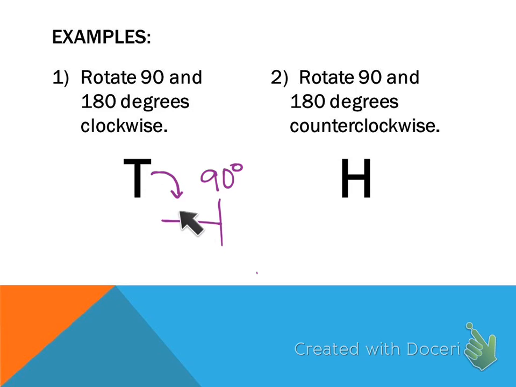Technically this should be the same size and shape. It's just harder for me to do that drawing. If we go 180 degrees clockwise, we're going another 90 degrees. So we're going to take this one and turn it some more. Now it's going to look like it's upside down. So once we get down here, this is 180 degrees clockwise. I want you to try doing the same thing with the H, except this time you're going counterclockwise.